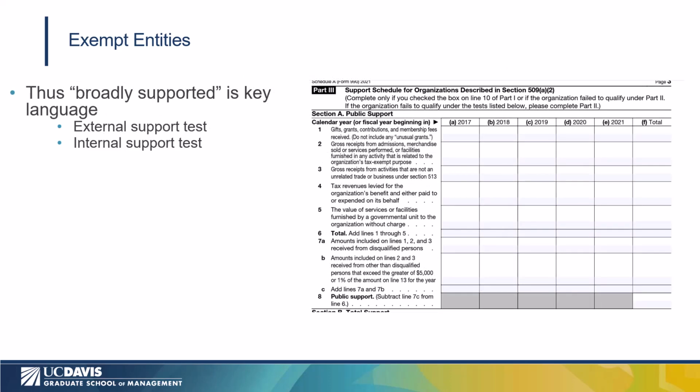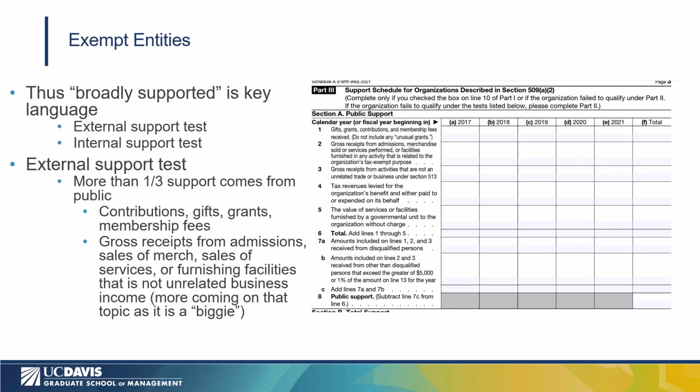So broadly supported is the key language, and in order to be broadly supported, you need to meet both the external support test and an internal support test. First we're going to look at what kind of support you get externally, and then we're going to look inside, because maybe you've built up this giant endowment and you're just supporting yourself with your own investment.